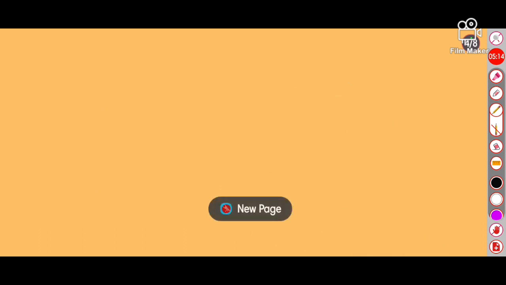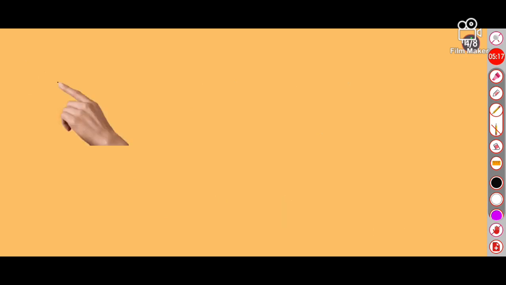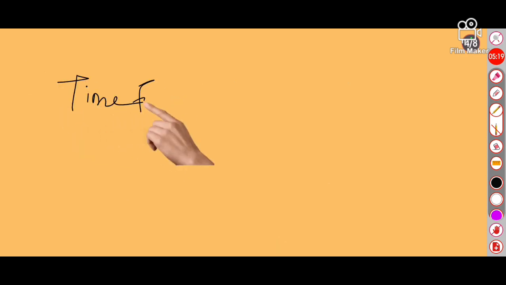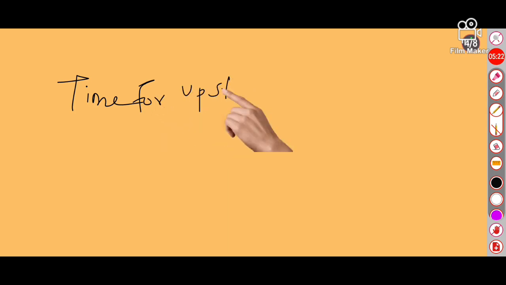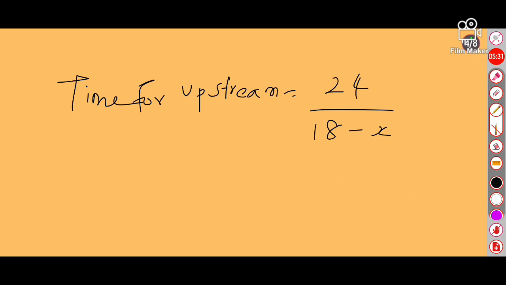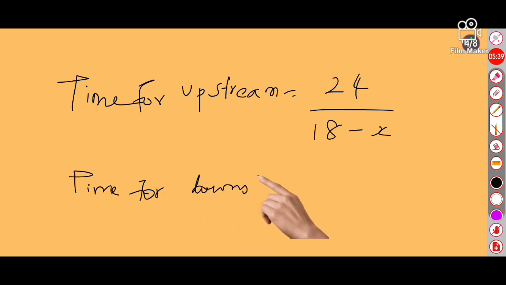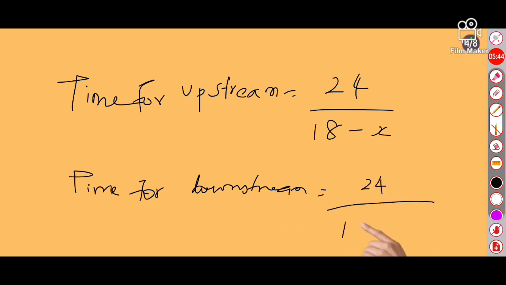Now with this we can calculate the time. For upstream, it is distance by speed, so 24 by 18 minus x. Similarly, the time for downstream is 24 by 18 plus x.